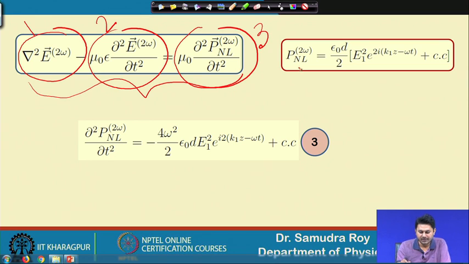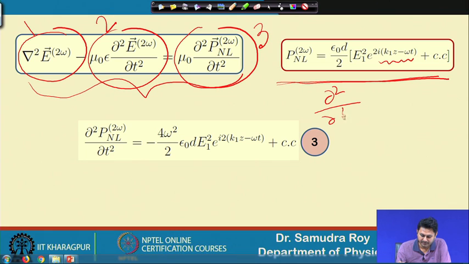So, P nonlinear omega, we have already defined or already derived these things in our early classes. So, P nonlinear 2 omega is nothing but epsilon 0 d multiplied by E1 square e to the power of 2 i k1 z minus omega t. So, here we have a frequency component 2 omega plus complex conjugate. So, here we will be making the second derivative of this term. So, if I make a second derivative of this term, that means we like to differentiate the entire thing with respect to t, and this derivation is twice.